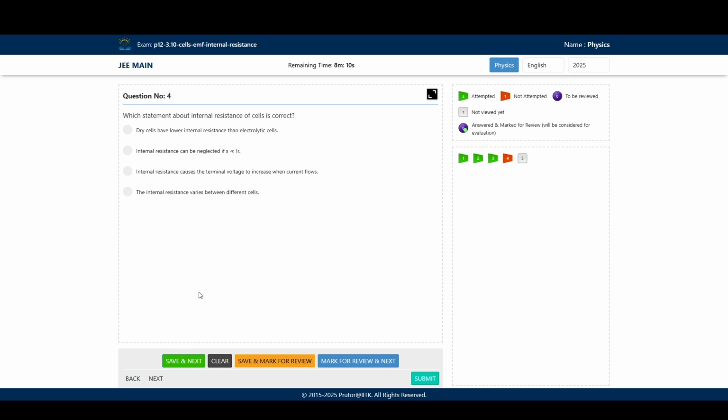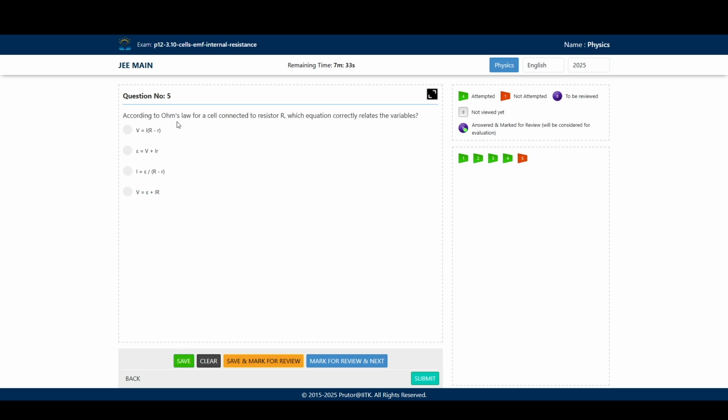Which statement about internal resistance of cells is correct? Dry cells have lower internal resistances. Internal resistance can be neglected if E is much less than Ir. Internal resistance causes the terminal voltage to increase when current flows. The internal resistance varies between the different cells. Someone is saying B. According to Ohm's law for a cell connected to resistor R, which equation correctly relates the variables? Someone is saying B.